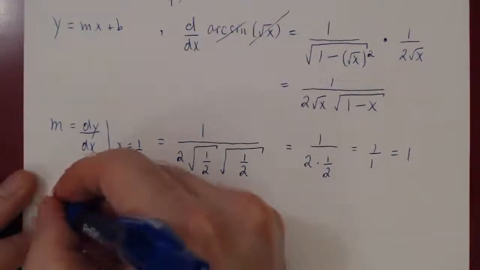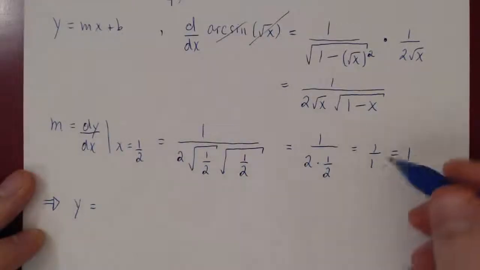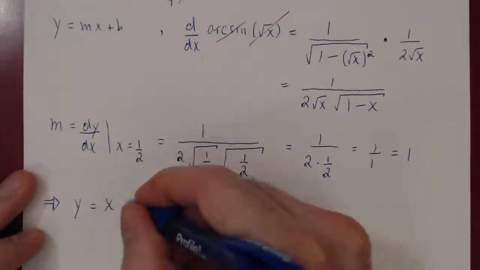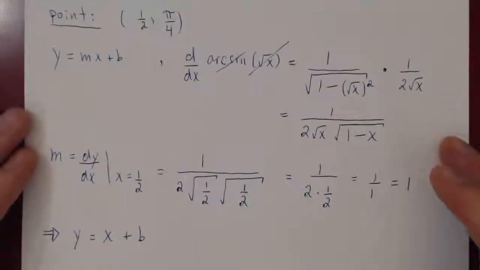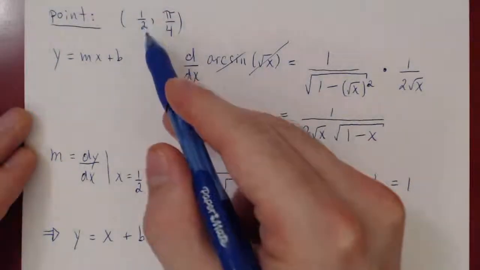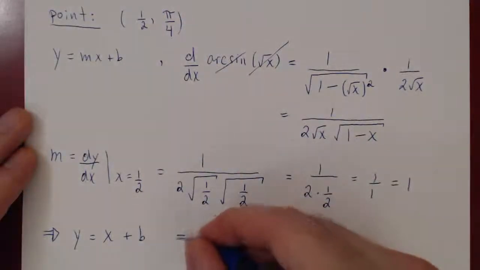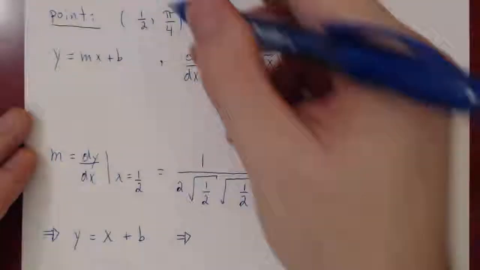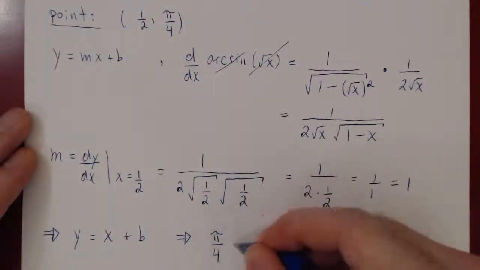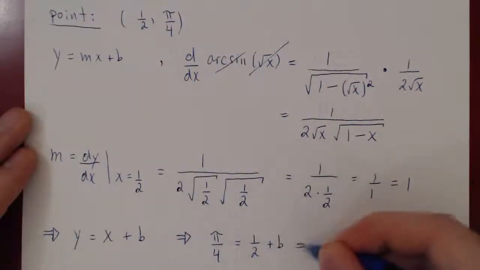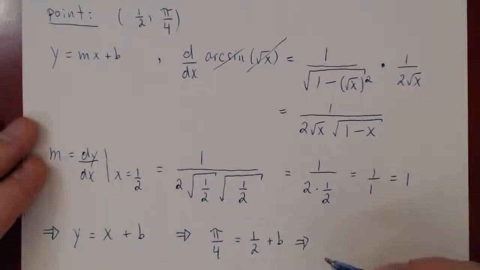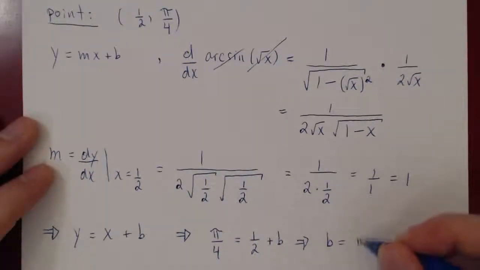So the tangent line has equation y equals mx, but m is 1. So it's just y equals x plus b. And as always, to solve for b, we have to use the point that passes through the tangent line. And the point here is x equals 1/2, y equals pi over 4. So we make this substitution. So replacing y by pi over 4, and replacing x by 1/2. And we can solve for b by subtracting 1/2 on both sides of the equality. Therefore, b is quite simply pi over 4 minus 1/2.